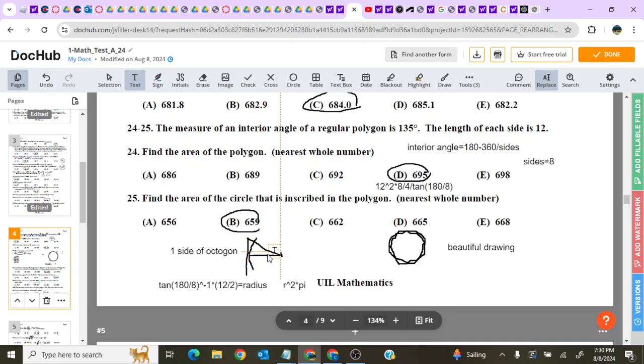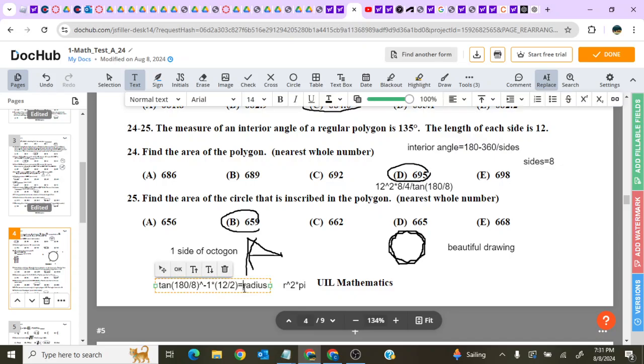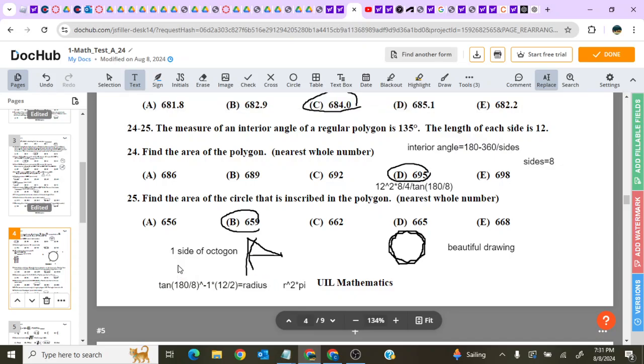So tangent of 180 over 8. Since you're looking for adjacent given opposite, you need to make it cotangent by powering it to -1. Do not do inverse tangent. That is not correct. And then you have to multiply it by this side length right here, which is going to be the length of one side divided by 2. And that'll get you the radius of your circle. Then you do r squared times pi, and you get 659.